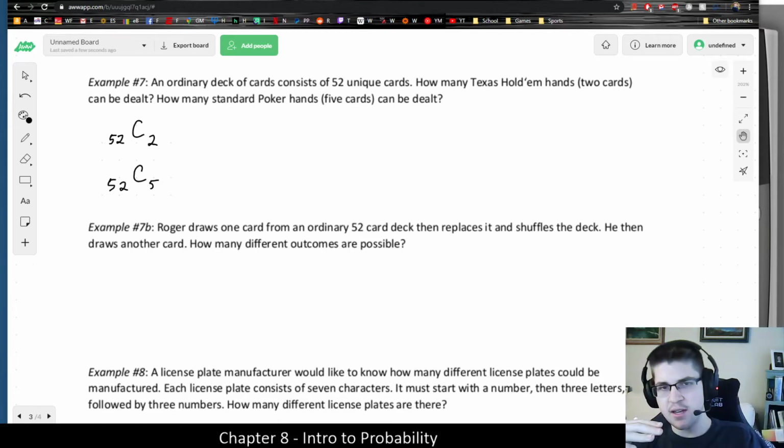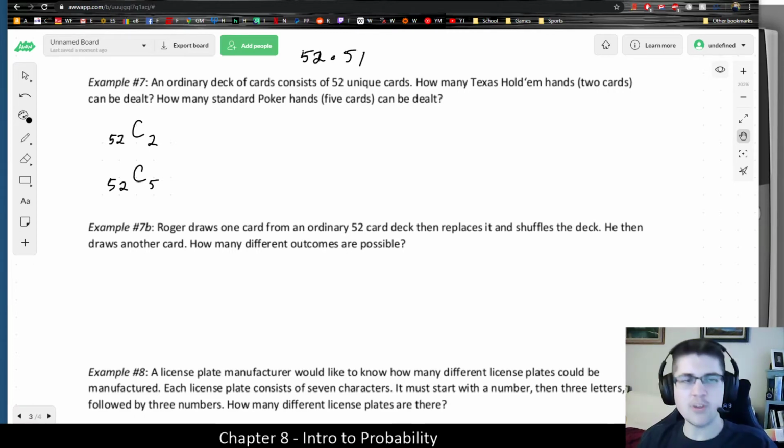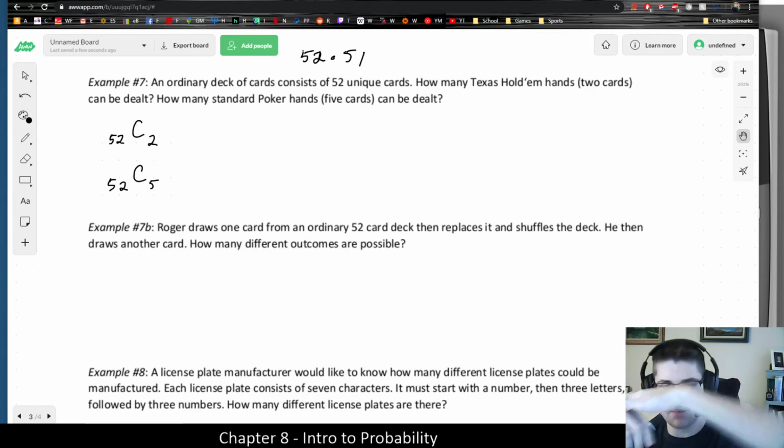My second choice, right, there's now 51 cards left in the deck. So as I'm drawing a card, it reduces the size of the deck down to 51. And so you might think, well, shouldn't this be 52 times 51? Which is not wrong, but it's ignoring the fact that there's technically duplicate hands. Because, say for example, first I'm dealt the ace of spades. Then second, I'm dealt the king of diamonds.